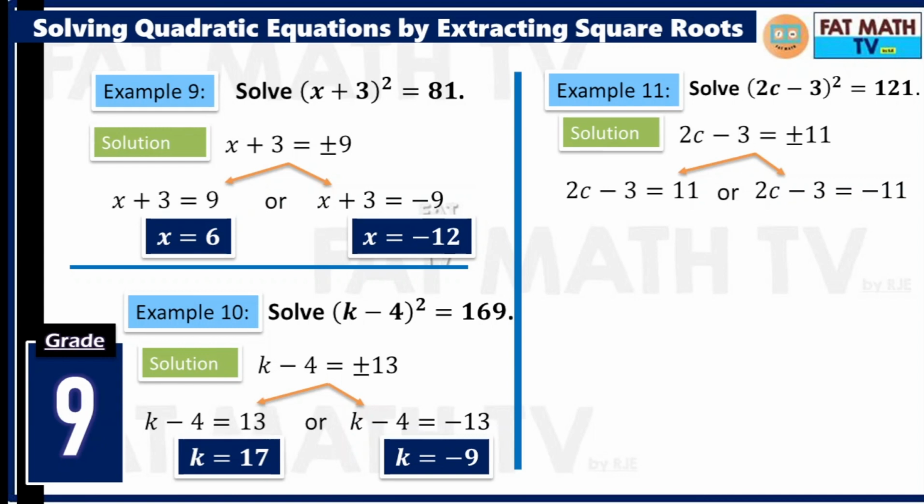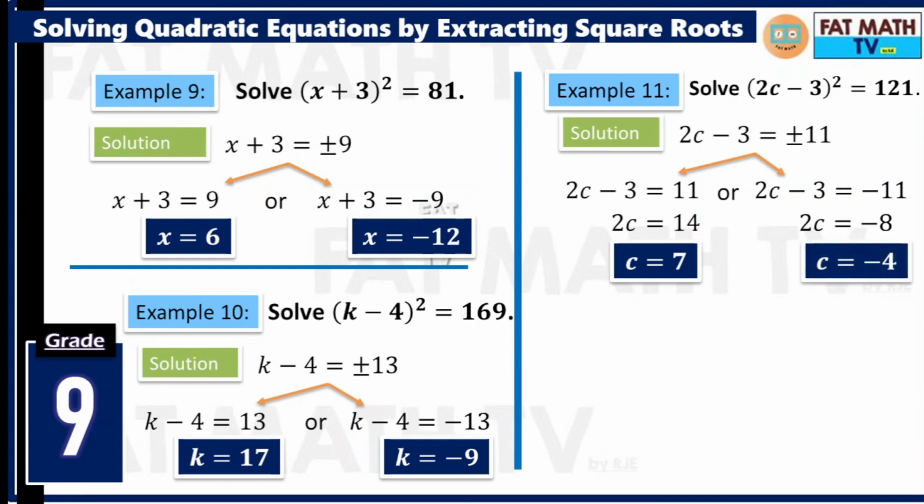So if 2c minus 3 is positive 11, add 3 to both sides of the equation. 2c is equal to 14. Divide both sides of the equation by 2. You will get c equals 7. 2c minus 3 equals negative 11. Add 3. So you will have 2c equals negative 8. Divide by 2. c equals negative 4.